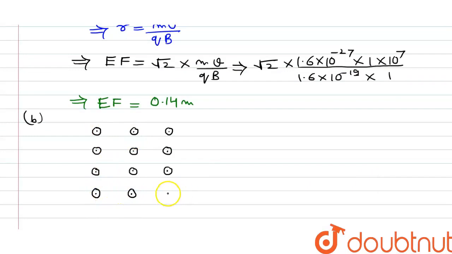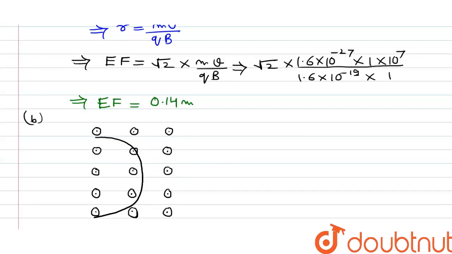in clockwise direction. In part A, magnetic field was going inside the plane. So particle moved in anti-clockwise. Now particle will move in clockwise direction. Suppose that particle is moving like this. Now what will happen in this case? In this case, path traced by the particle will be 3/4 of the area of the full circle.